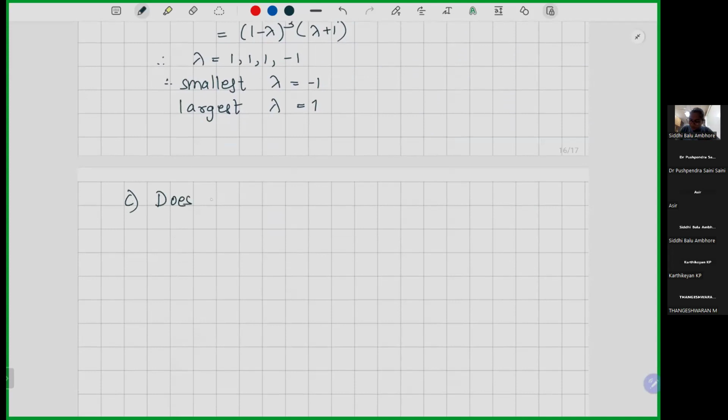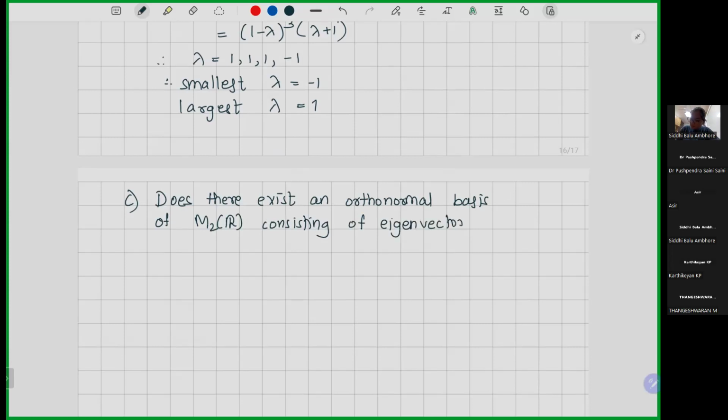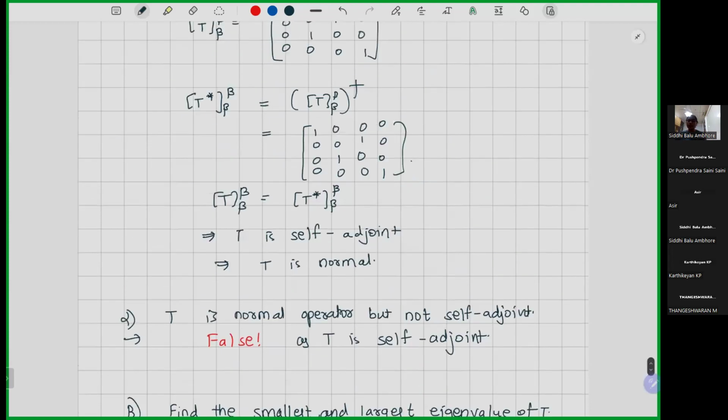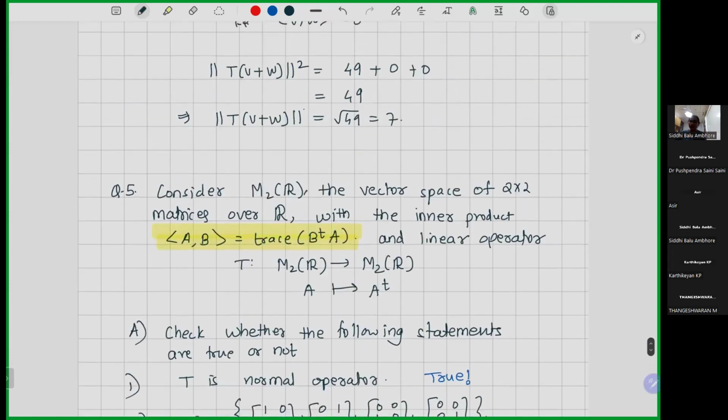You can work with this. Does there exist an orthonormal basis of M2R consisting of eigenvectors of T? And what is your guess for this? Does there exist an orthonormal basis of M2R consisting of eigenvectors of T? Please understand that this M2R is over R.